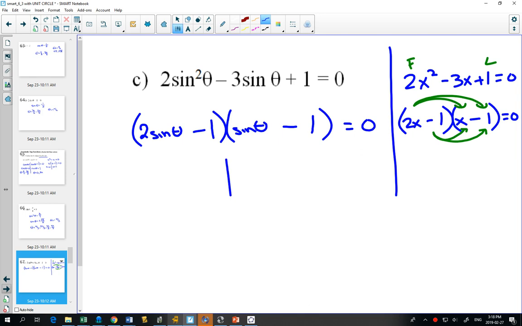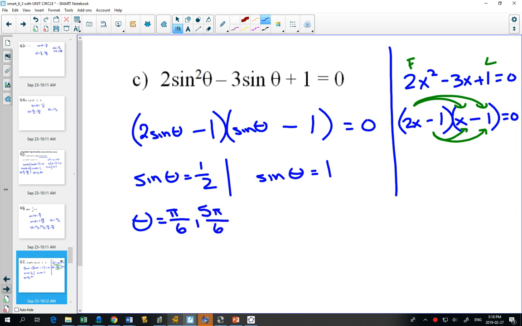Now that it's factored, I can solve for sine theta here. I can solve for sine theta here. Is this on my pi plate? Yes. Pi over 6 family, which quadrants? Quadrant 1 and quadrant 2. When is my y-coordinate equal to 1? Pi over 2.